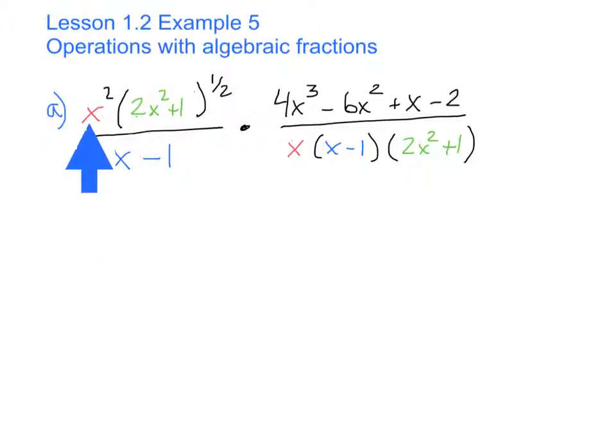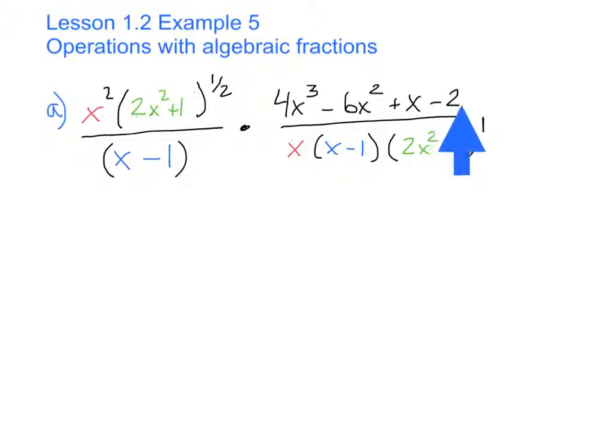So for example, I have an x squared term here, I have an x term here, and so in essence this x is going to divide one of these x's out. We're going to subtract exponents. I have a 2x squared plus 1 term here that's raised to the 1/2, and I have a 2x squared plus 1 term here that's actually raised to the first power, even though we usually don't write that first power down. And then we've got these x minus 1 terms, and even though there are no parentheses written on this one, it's implied that those are there. So we've got a lot going on here.